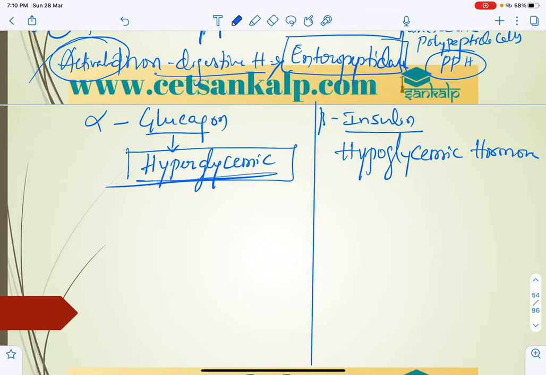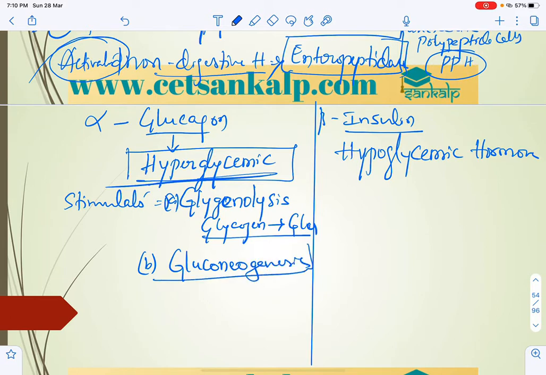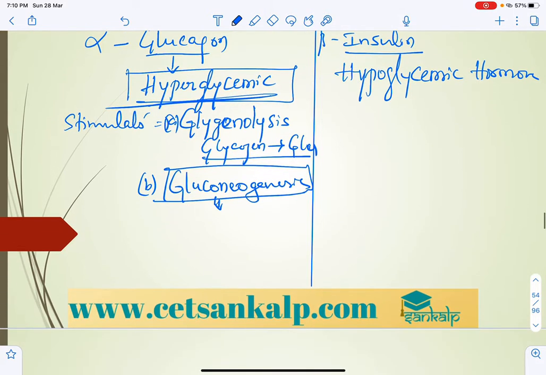Glucagon is a hyperglycemic hormone. Why? It stimulates glycogenolysis, the conversion of glycogen into glucose, and gluconeogenesis, where glucose is produced from non-carbohydrate substances.